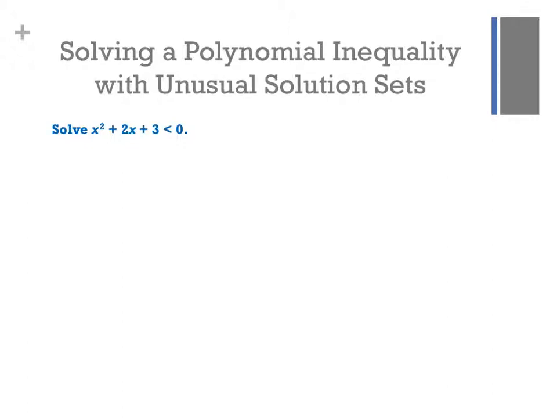And what we're going to do is solve this graphically, and I'm going to identify on the graph where the function x squared plus 2x plus 3, this quadratic trinomial, is less than 0. So I'm going to go ahead and graph this on Desmos.